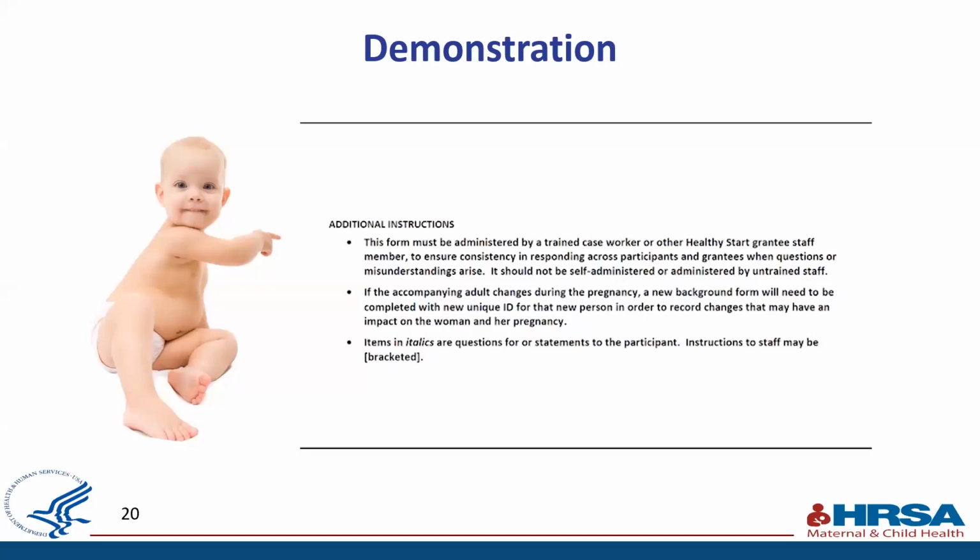If the accompanying adult changes during the pregnancy, you will need to complete a new background information form with a new unique ID for the new accompanying adult. This will allow your program to record changes that may have an impact on the woman and her pregnancy.